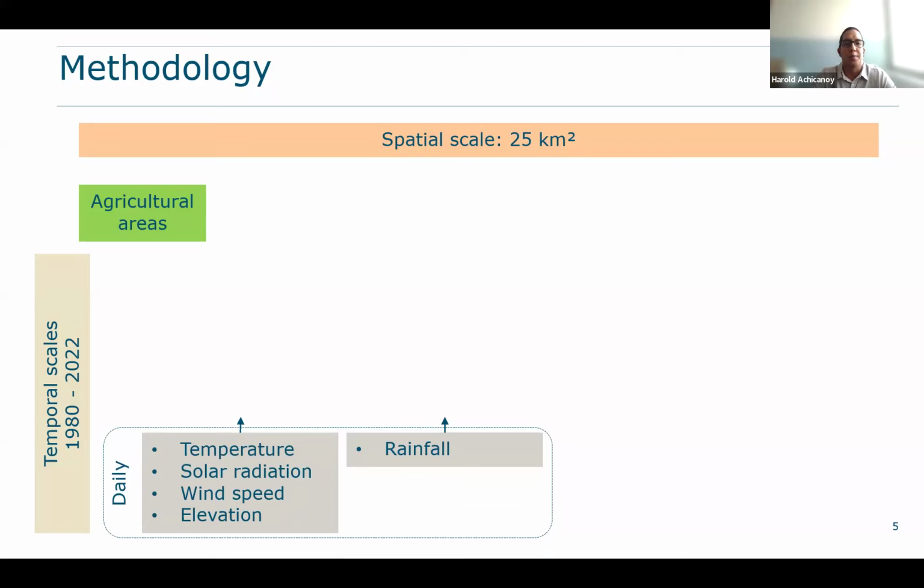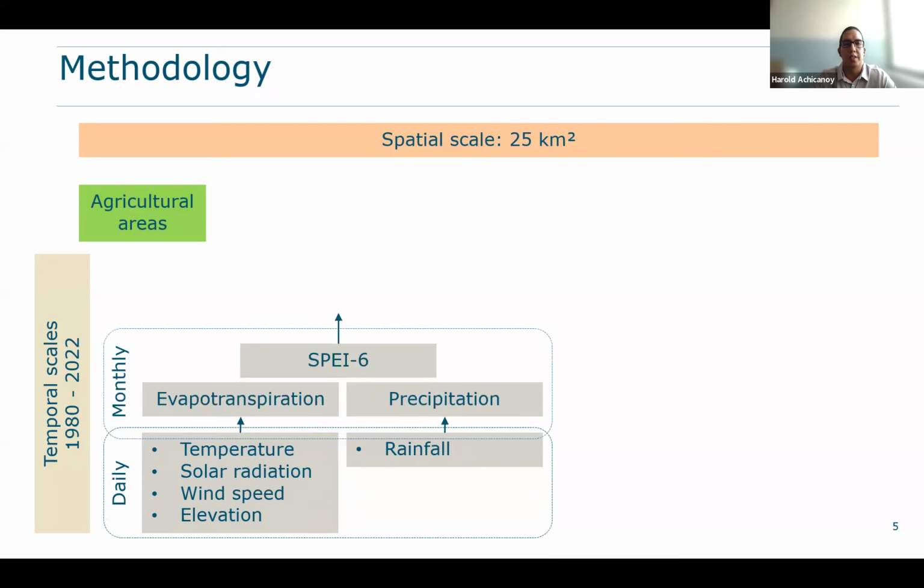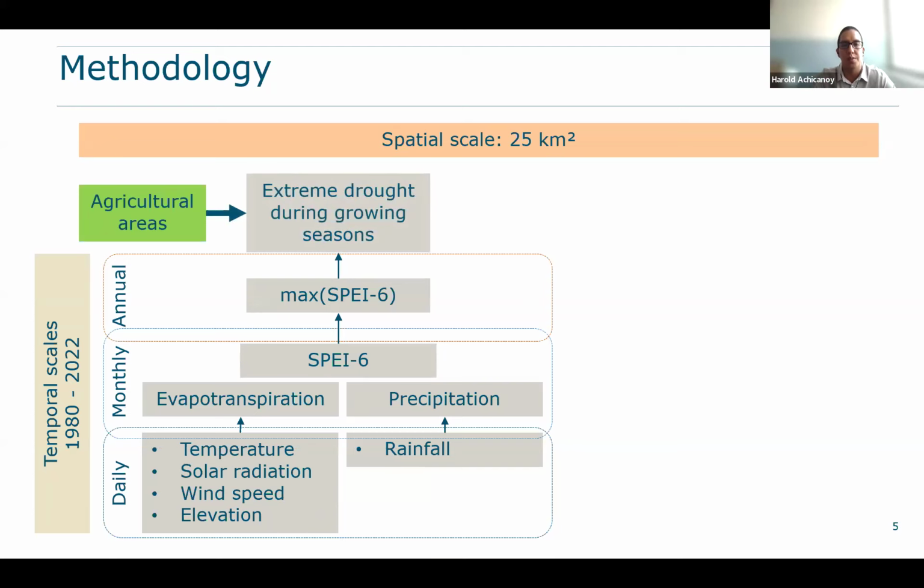And we started by using daily data to construct a monthly drought index. This is the standardized precipitation and evapotranspiration index, which we define with a lag of 6 months. It means it takes a lag of 6 months within the growing seasons.